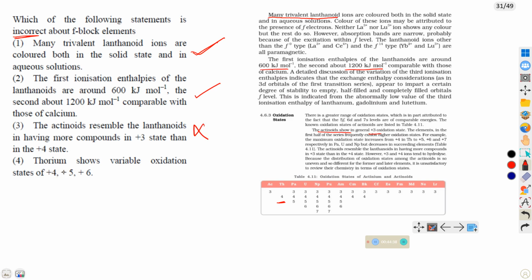Thorium shows variable oxidation states. The actinide resembles the lanthanides in having more compounds in +3 state. More compounds are in +3 state than +4. Sorry, third statement is correct. Thorium shows variable oxidation states +4, +5, +6. Wrong. Thorium shows +4 oxidation state. Fourth option.